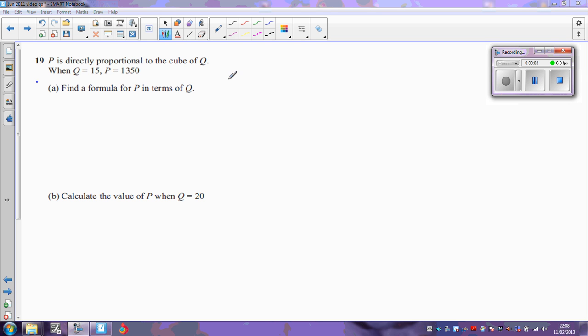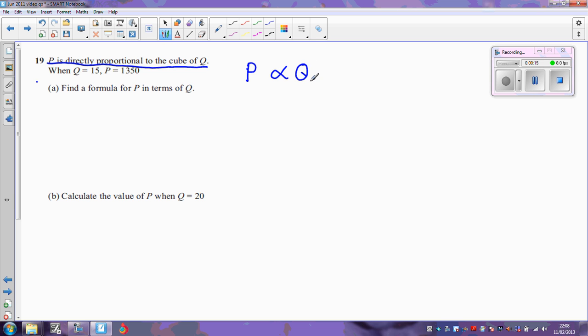This is a proportionality question, which means that the first stage is to just write the statement that's given to us in proportionality language. And we write that as P is proportional to the cube of Q. In other words, it's written like that. And that's just the same as P equals some constant K multiplied by Q cubed. And it says find a formula for P in terms of Q.